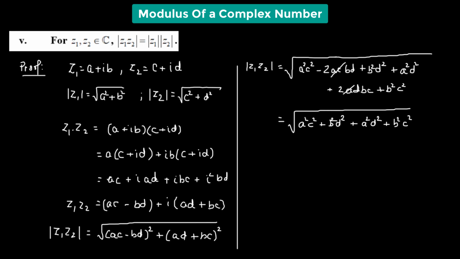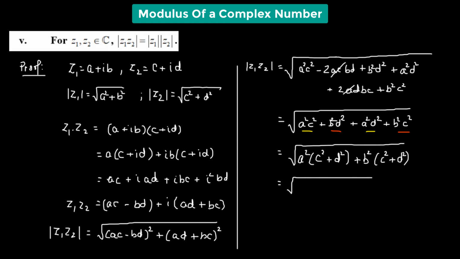So now we are going to combine the first term and the third term by factoring out the common value, which is A squared, and that gives us A squared times C squared plus D squared. Then we'll combine the second term and the fourth term by factoring out the common value, which is B squared, and that leaves us with C squared plus D squared. Now in both the terms we have C squared plus D squared common. So we're going to take C squared plus D squared, which will be multiplied to A squared plus B squared.